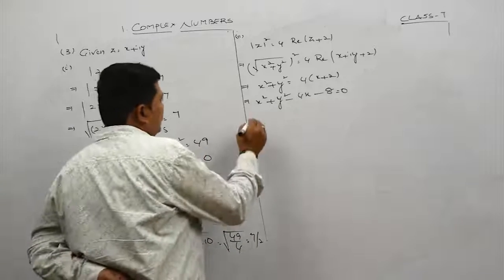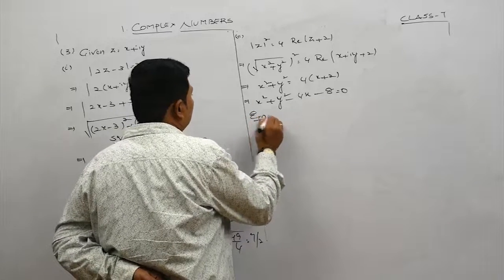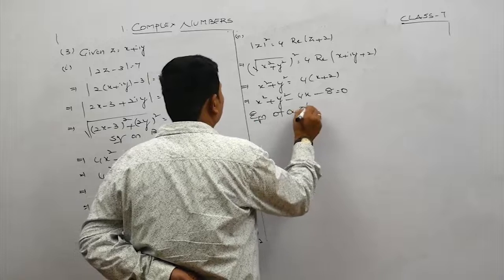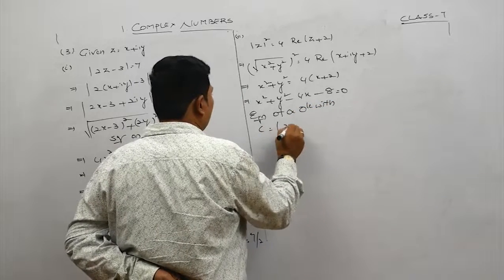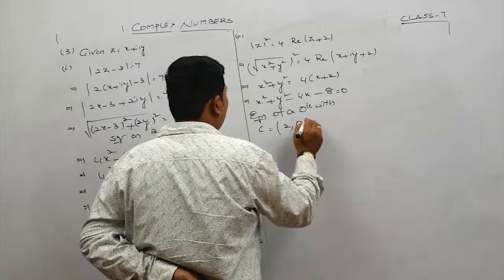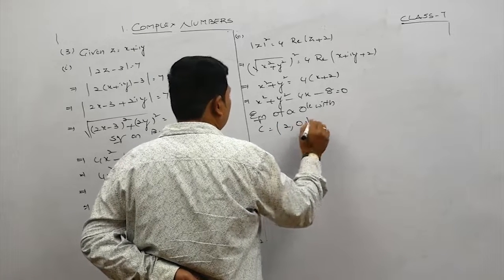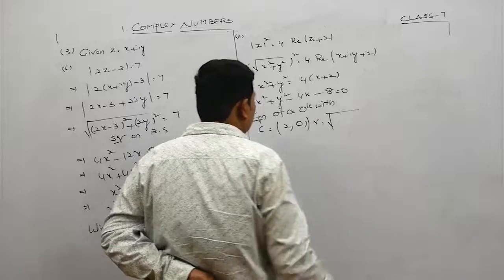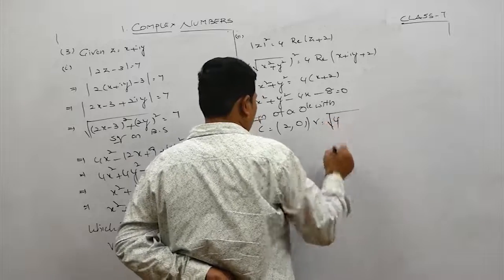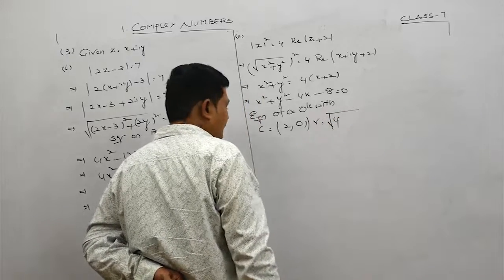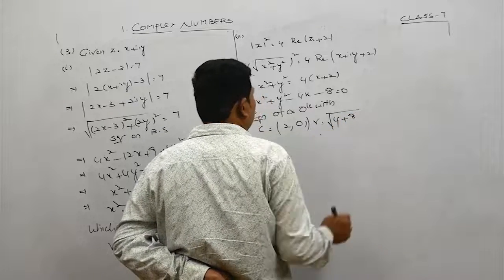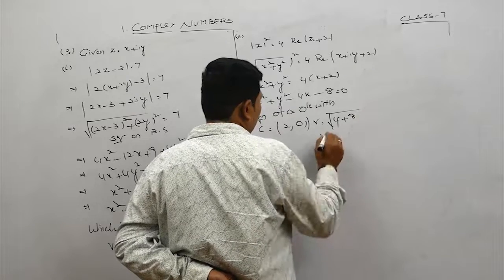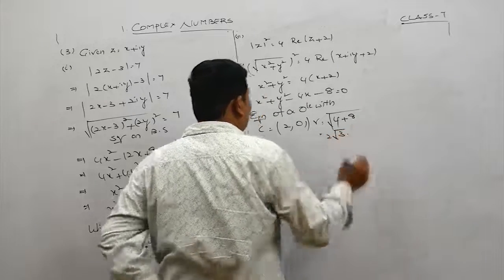సో విచ్ ఈజ్ ఈక్వేషన్ ఆఫ్ ఎ సర్కిల్ విత్ center C is equal to 2 comma 0 and R is equal to root of, so g square, so 4 plus f square 0 minus of minus plus 8, 4 plus 8 is equal to 12, 4 into 3 రాయండి, that is equal to 2 root 3.